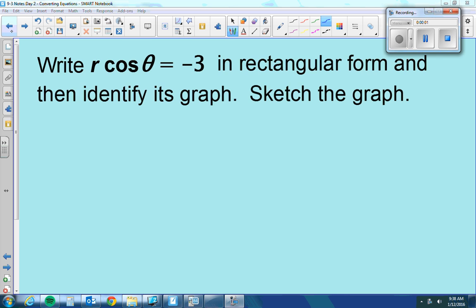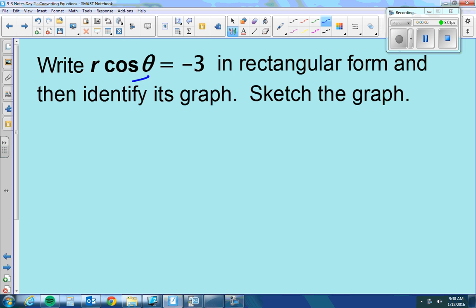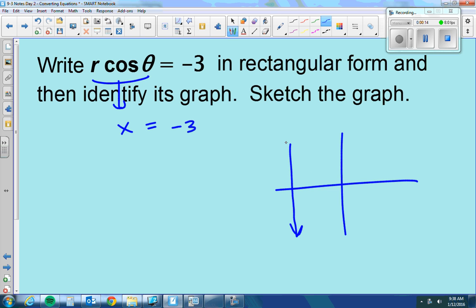All right, and once again, these are your formulas that you have to work with. Right now we're going from polar. Look, it's easy. Just x, and so it equals -3, which is the equation for a vertical line going through -3. Done.